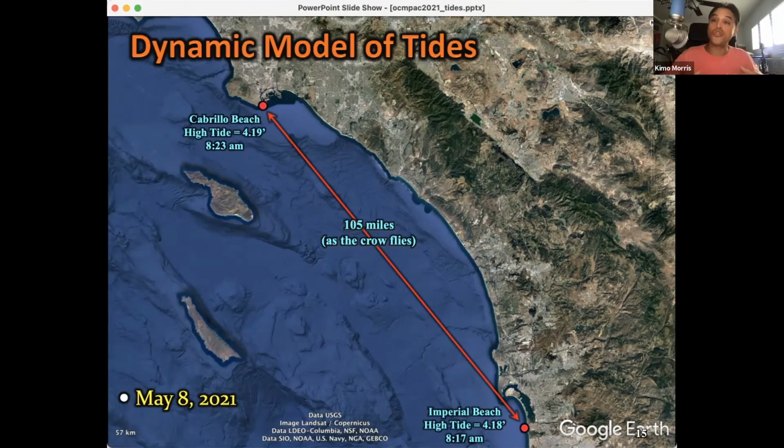And it's due to the fact that water is rushing and actually being forced around fixed continents, that they occur at slightly different times. So there's more to this also.